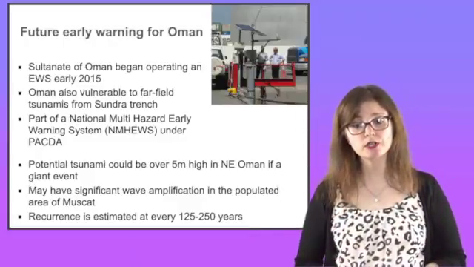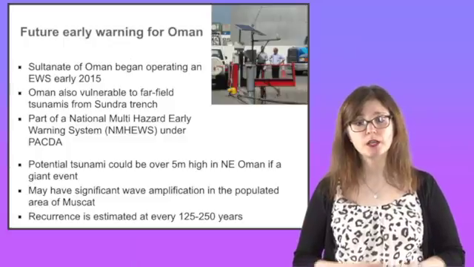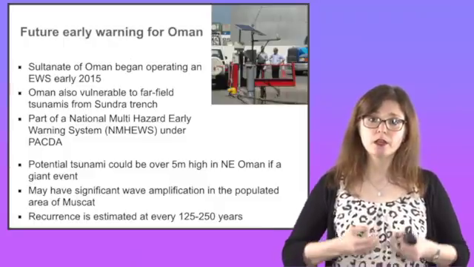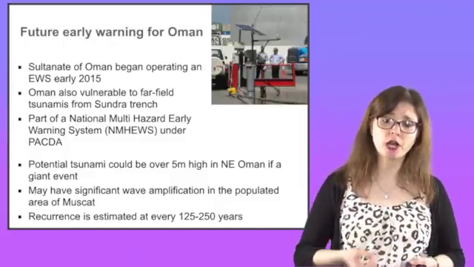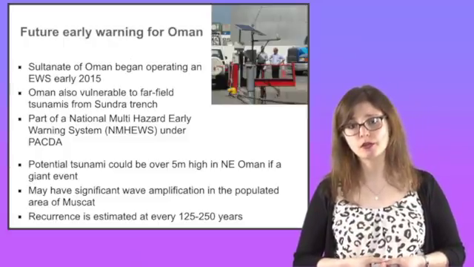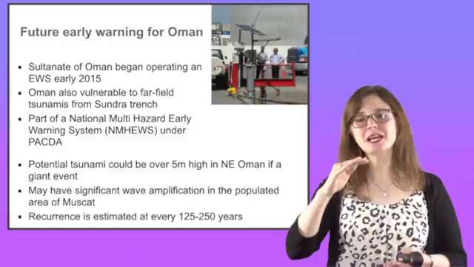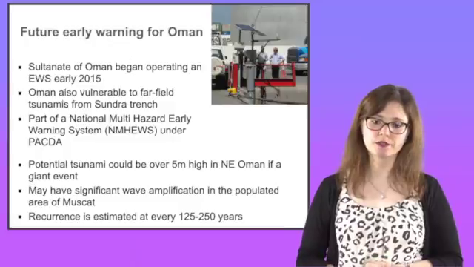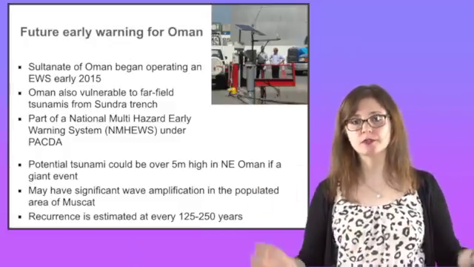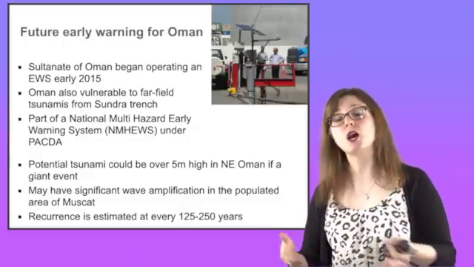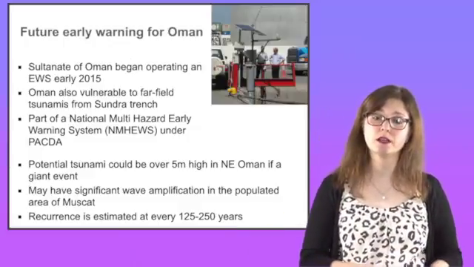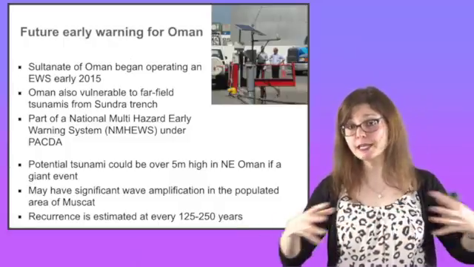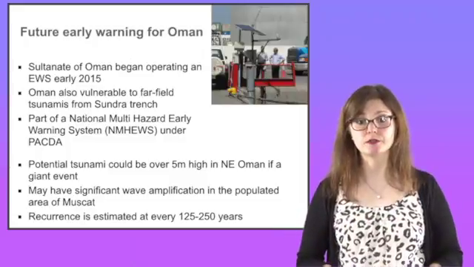So Oman rightly has started to become quite concerned about the potential impact of a tsunami and began operating an early warning system in early 2015. It's part of the Indian Ocean Tsunami Warning Centre as well and receives those warnings. Knowing that a potential tsunami could be over 5 metres high in the northeastern part of Oman is a pretty significant event. The planning would have to accommodate the low-rise buildings along the Omani coast. It's thought that these smaller types of earthquakes and tsunamis may occur as often as every 125 to 250 years. And of course, nowadays, unlike 1945, that coastal area is highly developed and has much larger populations.